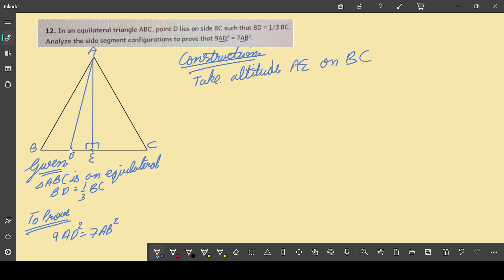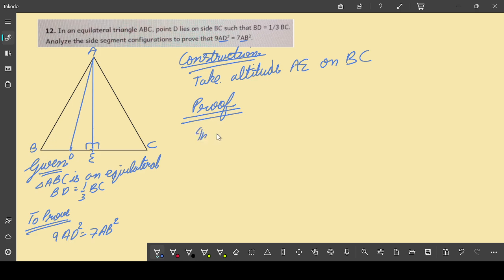Why? You can prove that BE is equal to EC using the congruency of triangles ABE and ACE. By which congruency can you prove it? By RHS: the right angle, the hypotenuse is the same, and one side AE is also the same. So by CPCT, corresponding parts of congruent triangles, you can say BE is equal to EC. So this is one of the important properties: the altitude in an equilateral triangle will act as a median as well, dividing the base too, right? Okay, we'll start with the proof.